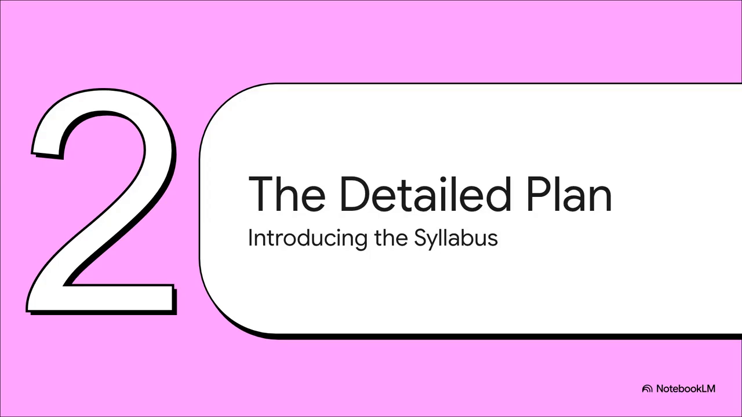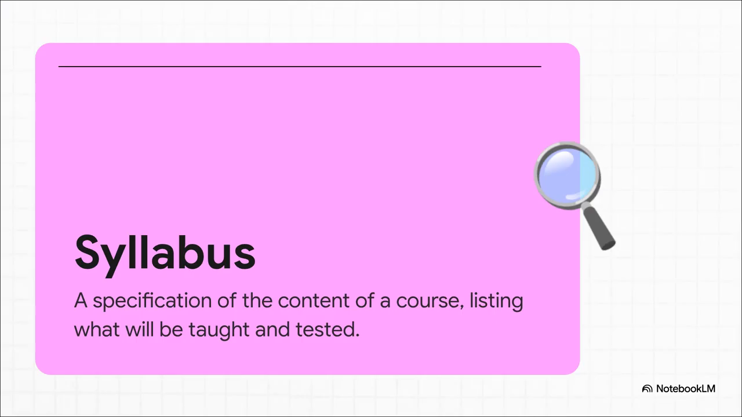Okay, so that's the big picture. But what happens when we zoom way in? Well, that brings us to its much more focused, much more practical counterpart, the syllabus. A syllabus is way more concrete. It's a document. It's a specific list. It tells you exactly what content is going to be covered in one single course. It's the what that's being taught. And maybe more importantly, it's the what that's going to be on the test.